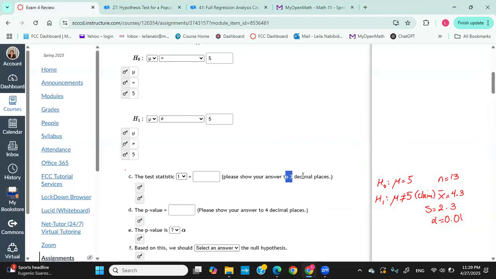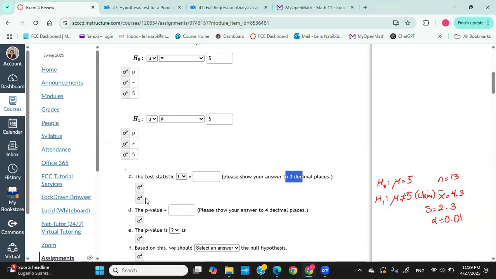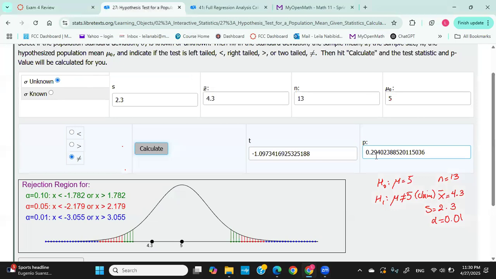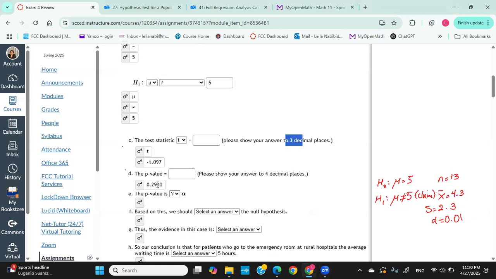It's asking you to round to 3 decimal digits, which is negative 1.097. And if you see the answer, you will see that's exactly negative 1.097. And it's asking you about the p-value. And if you look at the p-value, the p-value is 0.2940. And the correct answer is also 0.2940. You see, that's the correct answer. You just type the number.